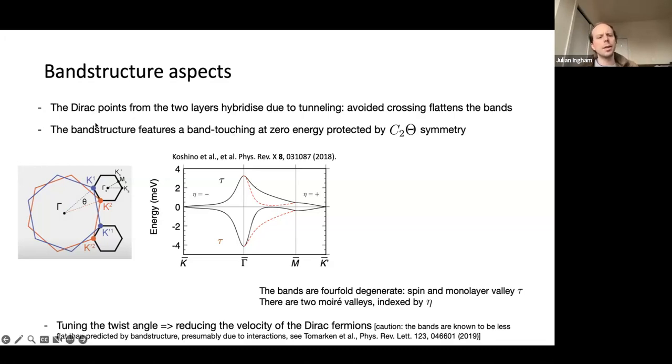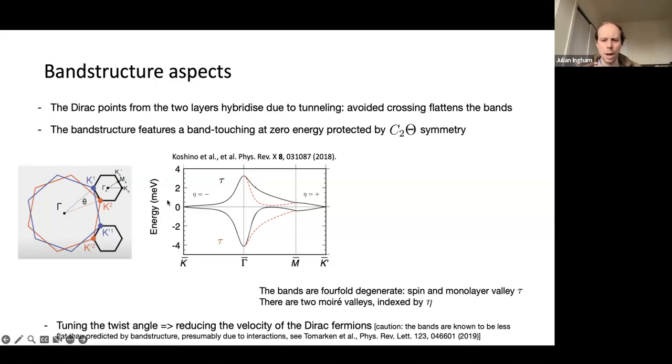So the key features here are there remain 2 points here where the bands touch, as this band touching is protected by the combination of C2Z and time reversal. We're going to index these 2 band touchings by a Moiré valley quantum number, which I'll denote as eta equals plus or minus. And additionally, we have spin degeneracy.